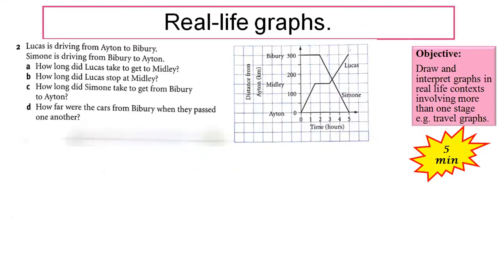Okay, the last example about this. This is Lucas and Simon. Lucas is driving from Aiton to Bibury, two cities here. Simon is driving back from Bibury to Aiton. Now, part A says, how long did Lucas take to get to Midley? I'm trying to select students who didn't answer.